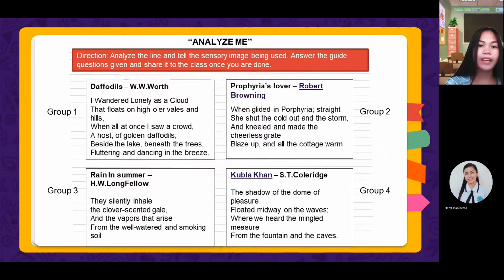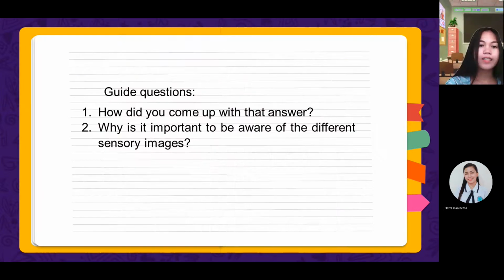Is that okay? All right, so these are the guide questions for you to be guided in analyzing the lines. How did you come up with that answer? Why is it important to be aware of different sensory images? All right, class, your 15 minutes begin now.